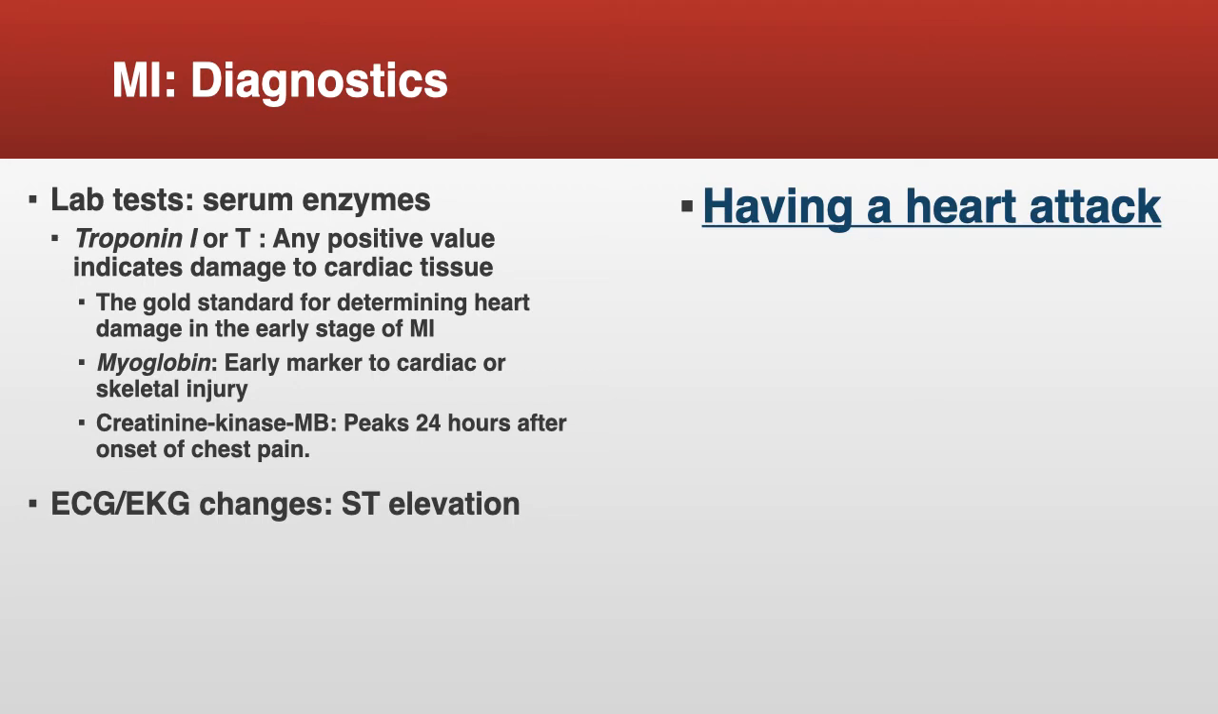Your myoglobin is an early marker of cardiac or skeletal injury, so your myoglobin can be elevated because of an injury due to surgery or due to an accident of some sort where you had some sort of injury. That can increase your myoglobin level. So your myoglobin normally should be between 5 and 70, so anything above 70 could be considered a marker for an MI.